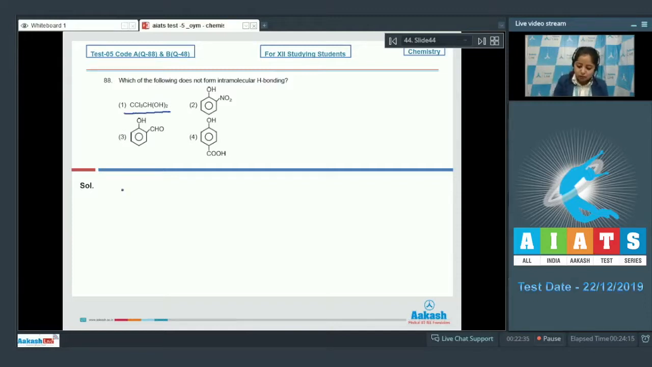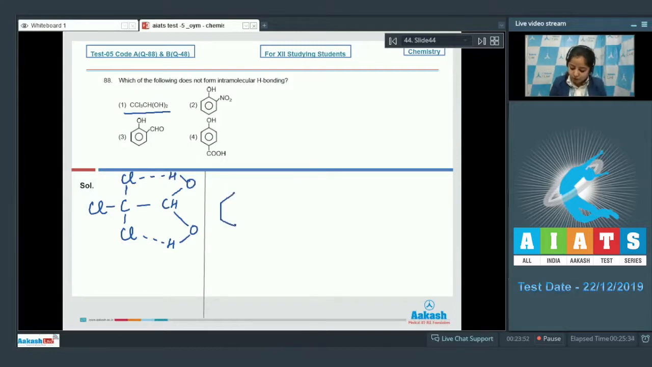Starting with number 1, which is chloral hydrate. Class, generally we know that chlorine does not participate in hydrogen bonding, but in case of chloral hydrate, there exists hydrogen bonding between chlorine and hydrogen, and this is known as intramolecular hydrogen bonding. Moving to next option, which is orthonitrophenol.